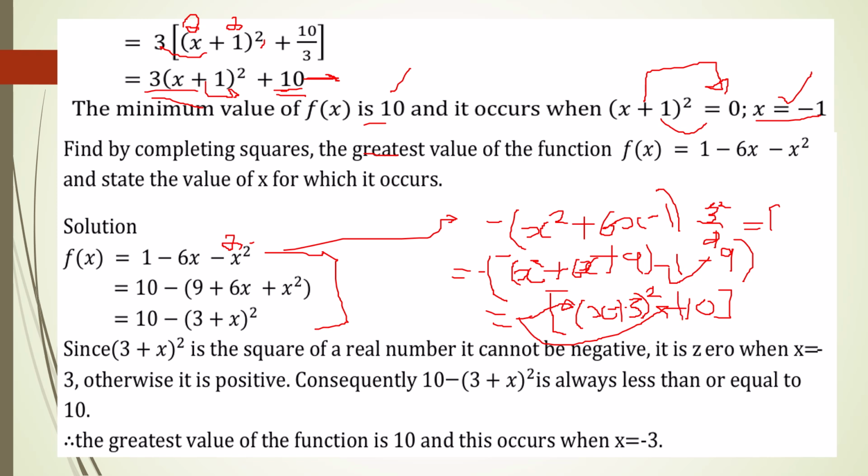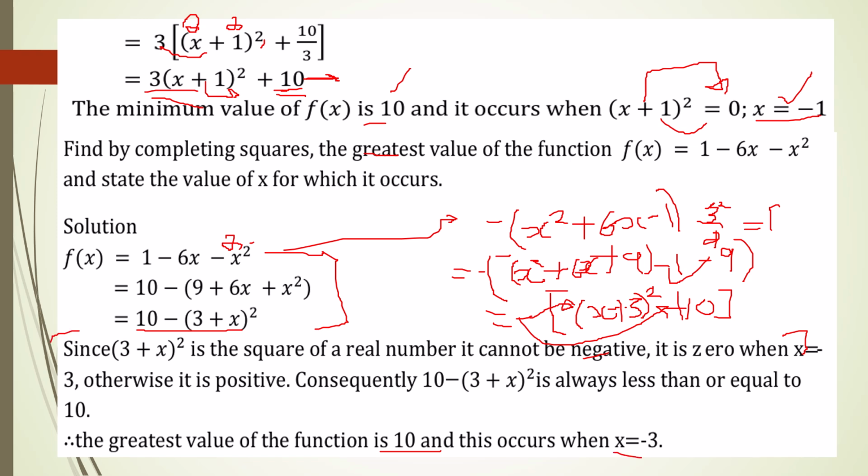So that's why you're seeing this equation here. You have to get the same values. I hope you have understood that. So you're saying that since the value of the square bracket of x plus 3 is the square of a real number, it cannot be negative. So it is 0 when x is equal to negative 3, otherwise positive. Now here we just made the conclusion that the greatest value of the function is going to be 10, and it's going to occur at a value of x equals negative 3.